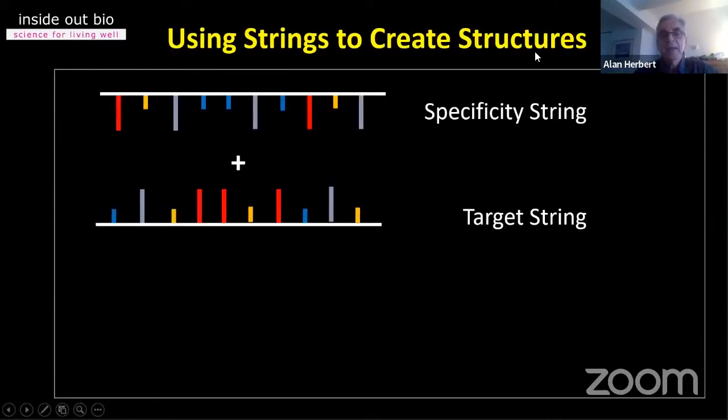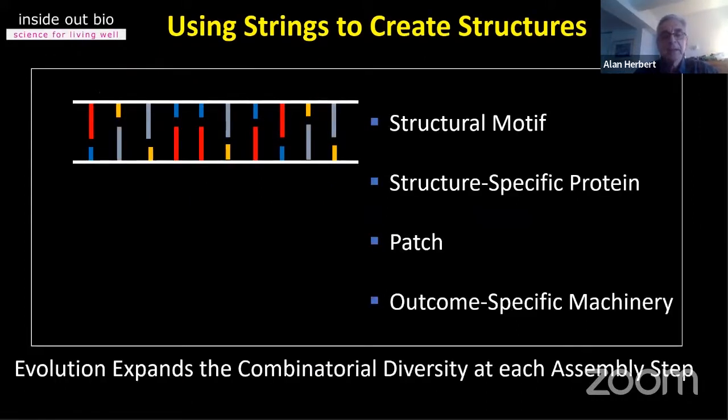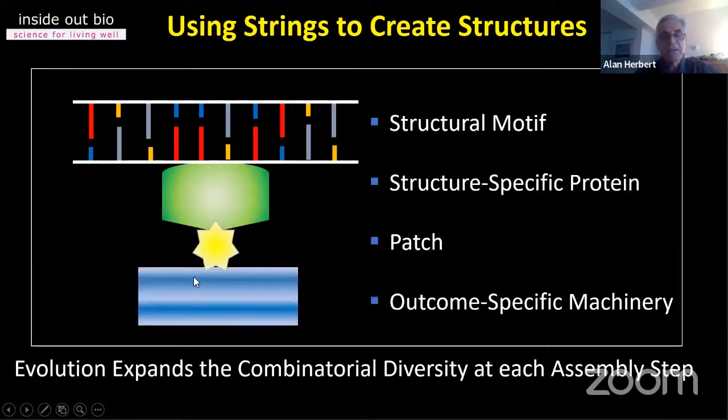You can use strings to create structures, and so you can have complementary strands that base pair with each other, and they combine to form a structure. And why is that useful? Because it allows you to use structure-specific proteins that have particular patches on them to localize transcriptional machinery to that particular structure.